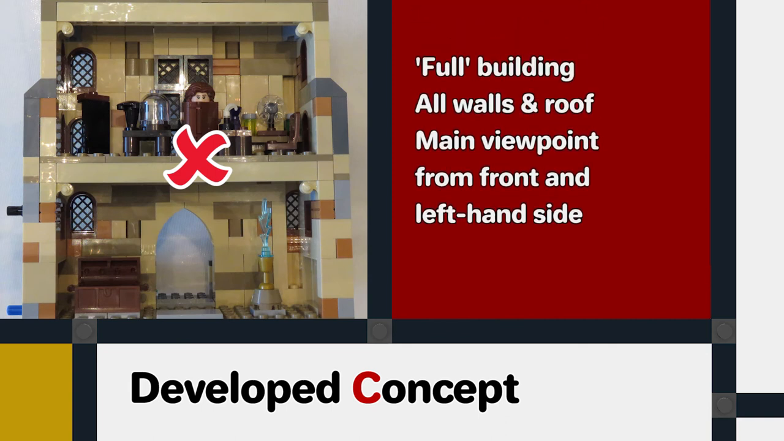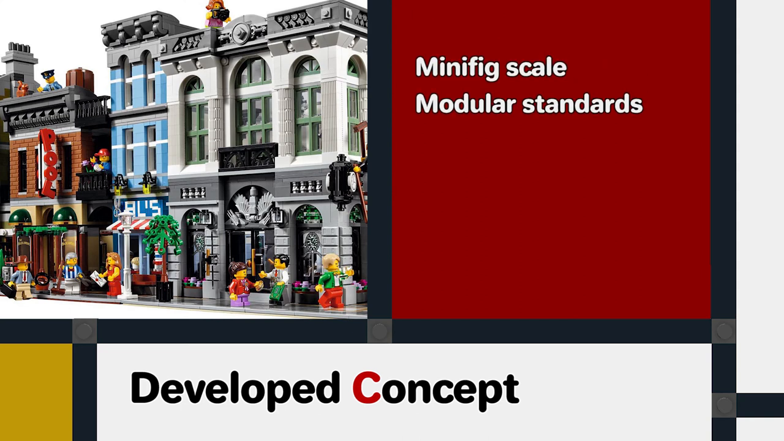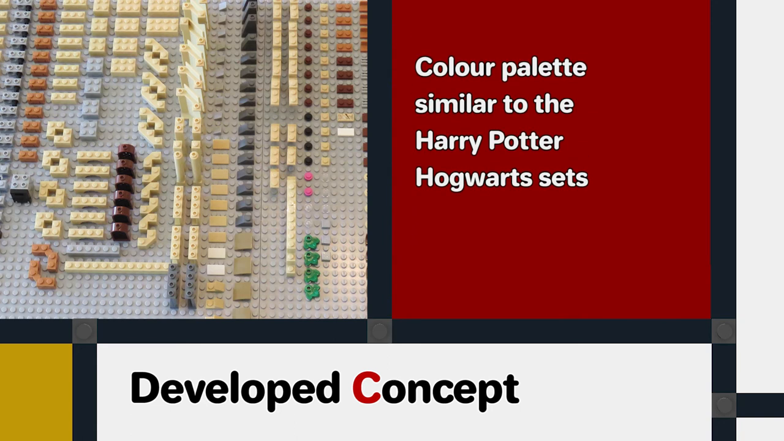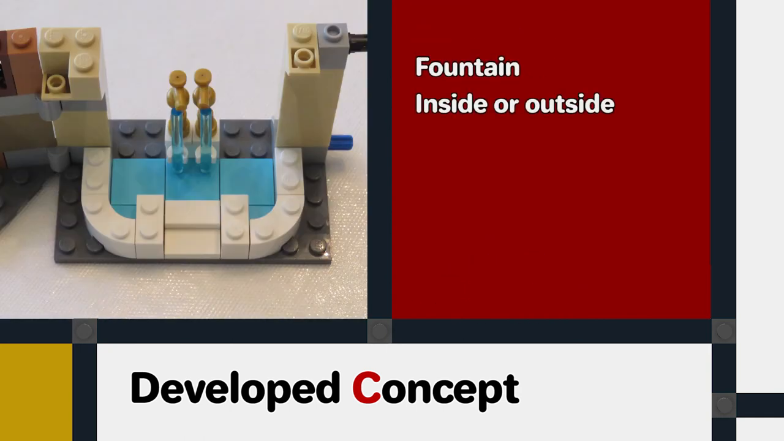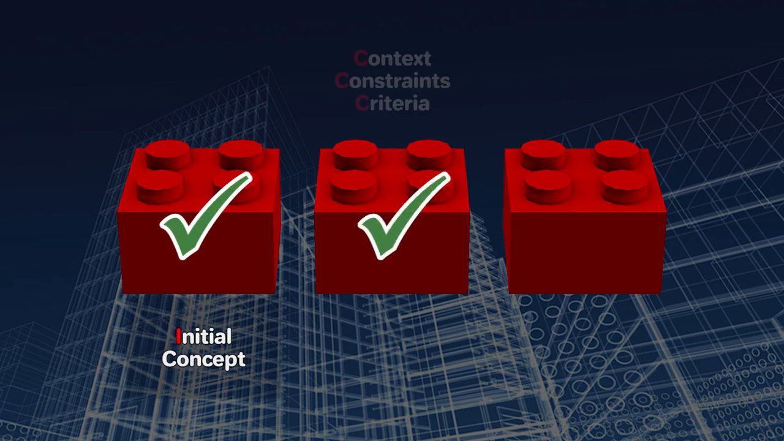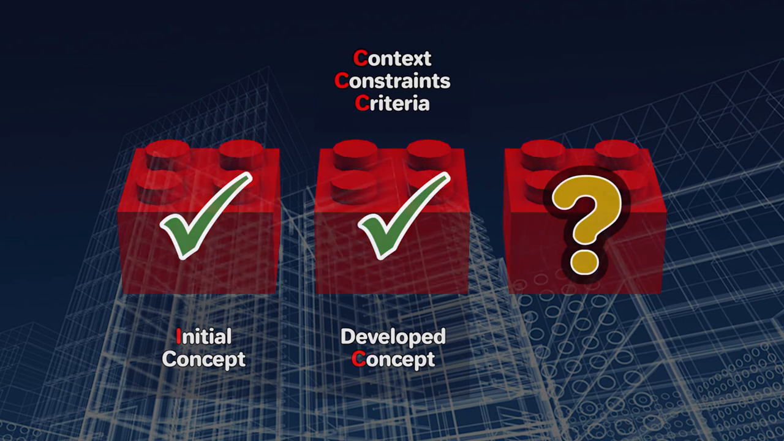A full building, but with the main viewpoint from the front or side, built to minifig scale and modular standards, using the colour palette and parts similar to the Harry Potter Hogwarts sets, possibly to include a fountain on the inside or outside of the building. Now that might not sound much different from the initial concept that I developed in part one, but it has fleshed it out a little, and it gives me the context, constraints, and criteria that I can use to assess my initial design options in the next stage.